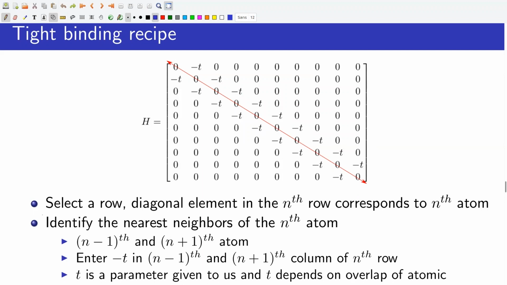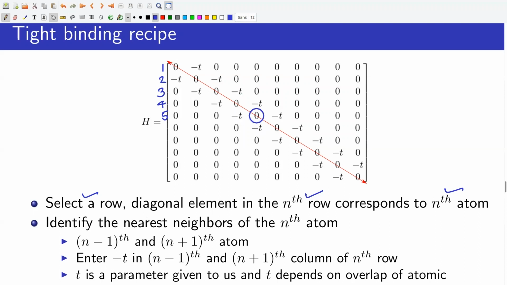Step 1. Select a row. Diagonal element in the nth row corresponds to the nth atom. For example, let us take the 5th row. 1, 2, 3, 4, 5. Diagonal element in the 5th row corresponds to the 5th atom.